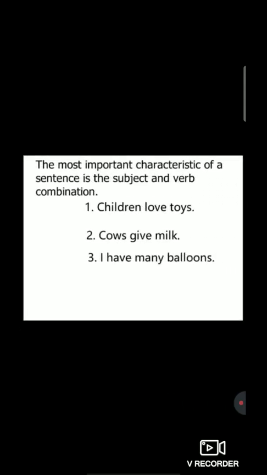The most important characteristic of a sentence is the subject and verb combination. So, the first sentence will be children love toys. Second sentence, calves give milk. Third sentence will be I have many balloons. So students, this is the proper way to write a sentence.